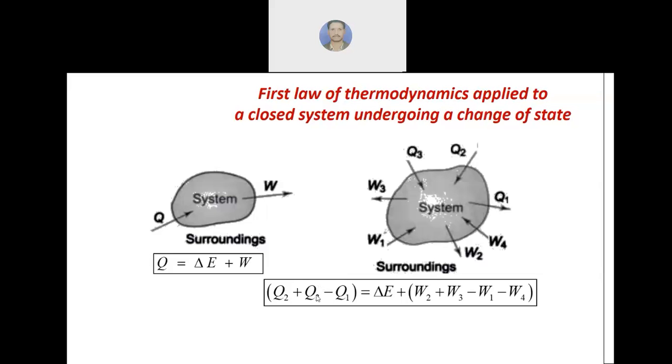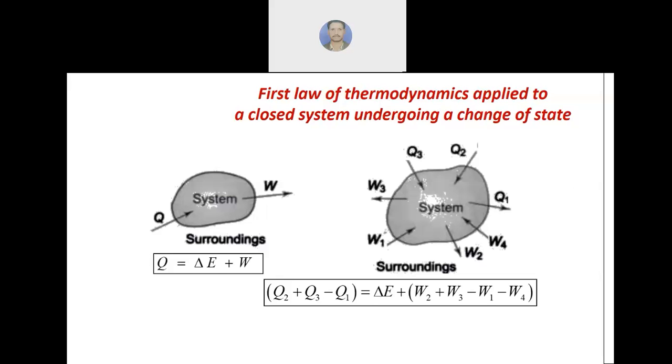So Q2 plus Q3 minus Q1, this is the total heat transfer. This equals the energy possessed by the body, delta E, plus the work transfer, W2 plus W3, meaning the system is doing work. W2 plus W3 is positive. Work done on the system means minus W1 and minus W4. So this gives you the first law of thermodynamics for a change of state.